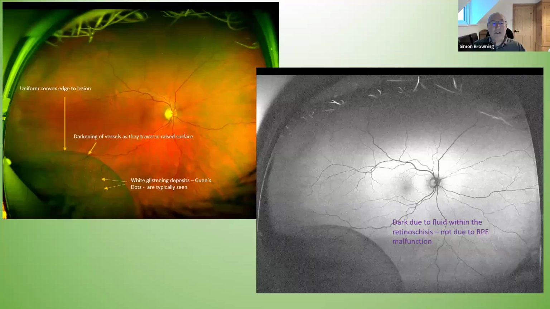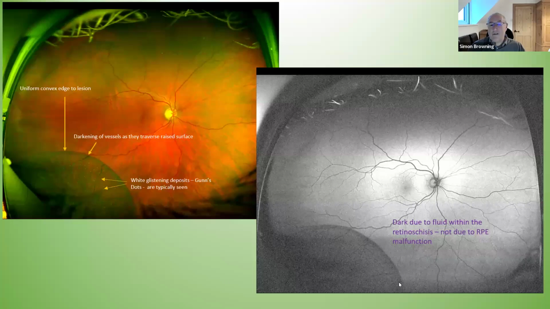You get this very classic, uniform, convex edge to the lesion, the darkening of the vessels as it comes over this bullous shape. Think of a blister on the end of your finger and filled with fluid. That's what this is. It's kind of what you're looking at here. And these are the typical white dots you'll see, guns dots over the top.